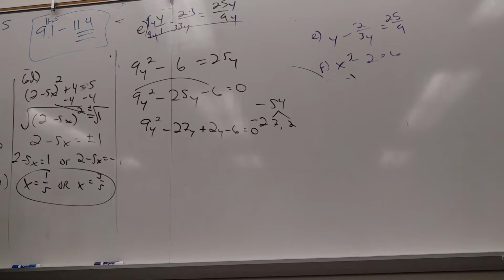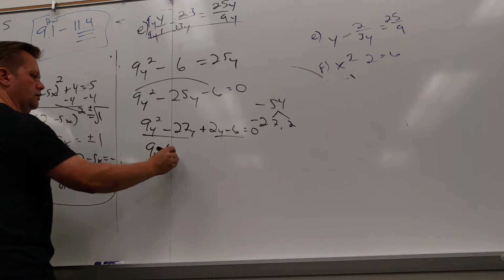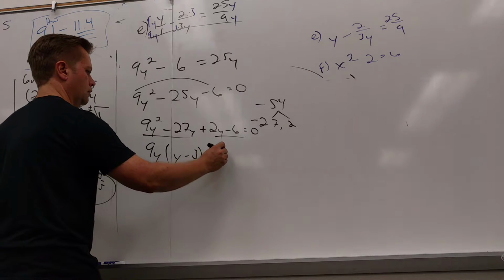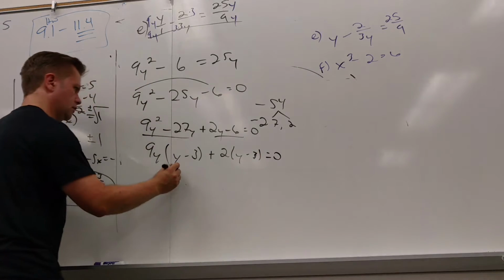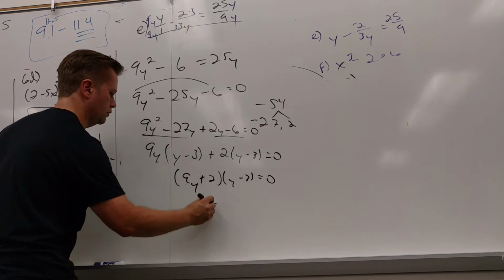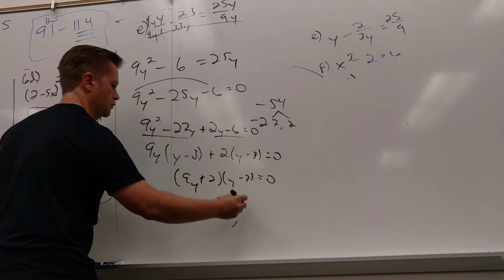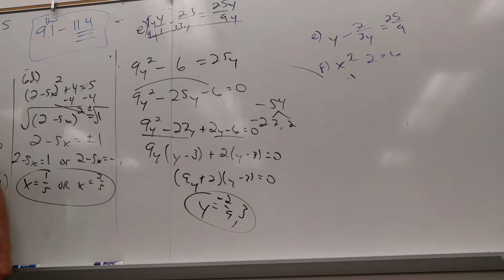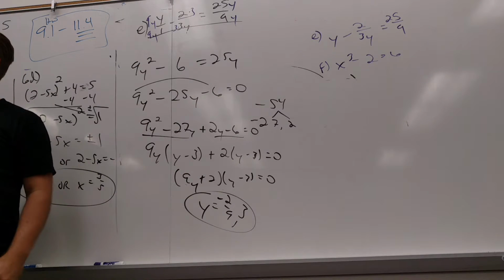And then group, I like it. 9y plus 2, y minus 3 equals 0. So you get y equals negative 2/9 or y equals 3. And of course, the only number that I have to watch out for is y equal to 0. I didn't get that. Good.